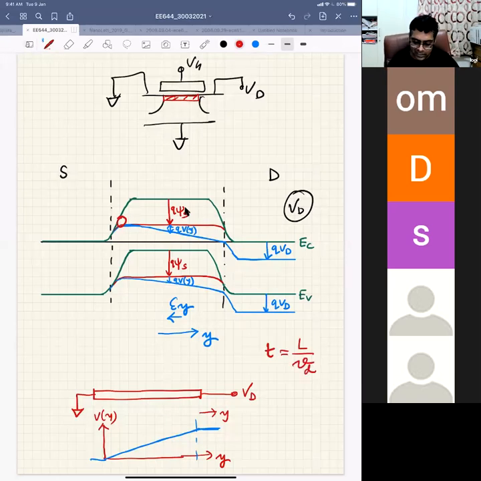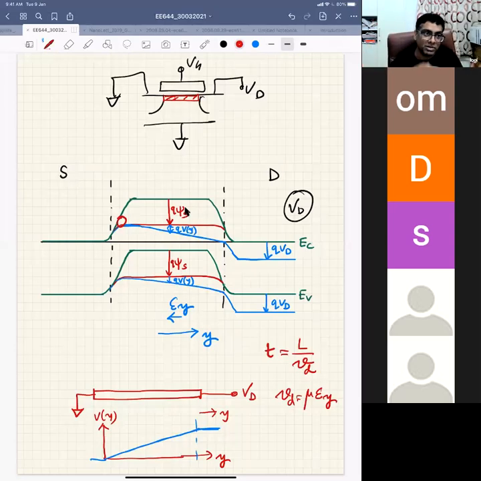Drift velocity is nothing but mobility times electric field. If you go on increasing the electric field, your drift velocity will increase. That means how will you increase Ey? Ey is nothing but changed by changing the drain voltage. If you increase the drain voltage, your electric field in the Y direction will change, your drift velocity will also change, and your transit time will also reduce.